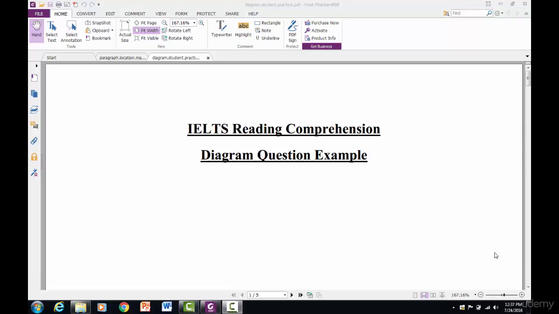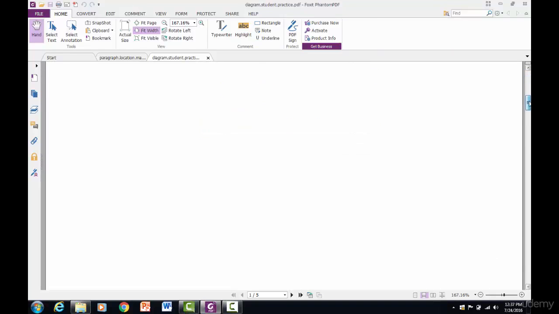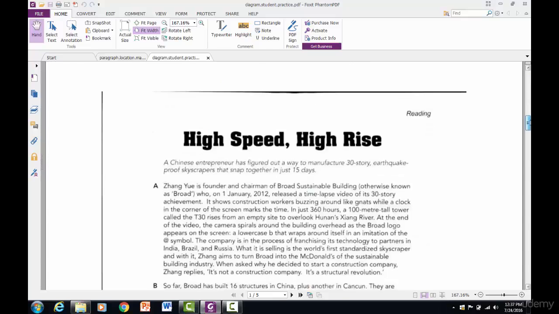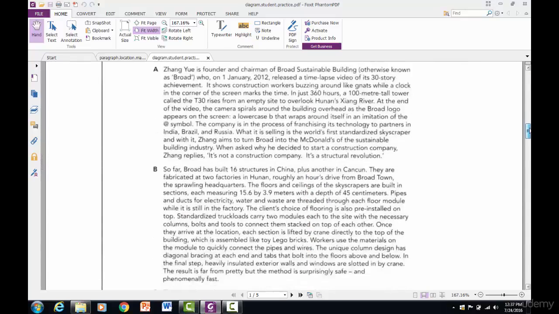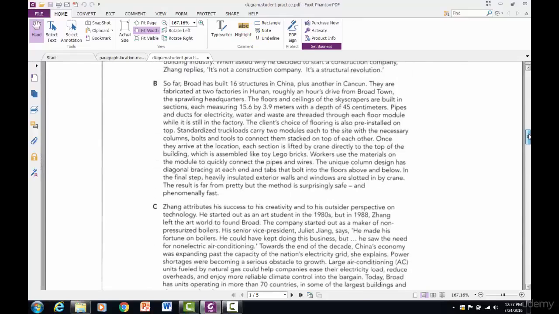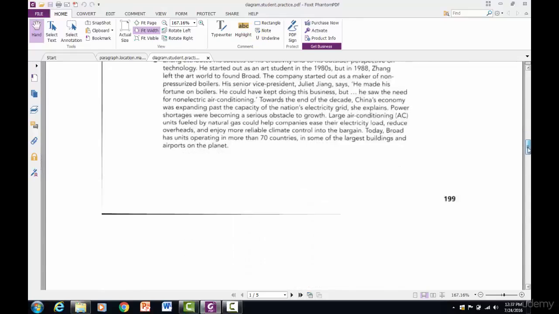As I said yesterday, the whole IELTS reading is basically different versions of multiple choice and fill the blank questions. They look different and they're designed different, but essentially they're the same thing. They're just asking it in different ways. All right, so let's take a look at this test here. It's called high speed, high rise. So let's go ahead and work on the diagram question.